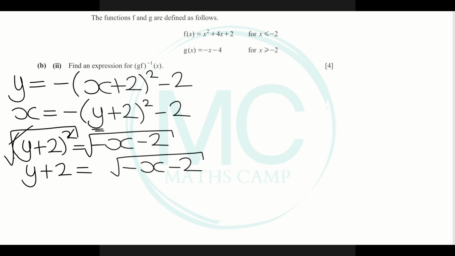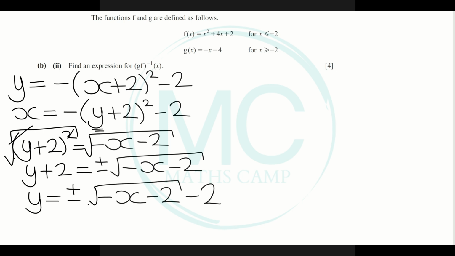But remember that when you square root any value, we have to consider both the positive and negative root. Let's finish this up. We now have y is equal to the positive or negative root of negative x minus 2, minus 2. But when you are working with an inverse function or the equation of any function, we cannot consider both the positive and negative roots, we need to choose one.